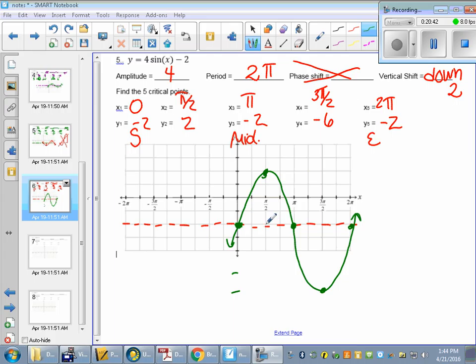And if you need to graph it and work backwards and then write the points, that's okay too. So 4 units above here, if I count up, I'm at 2. And 4 units below to get to my minimum puts me down here off the graph at -6.